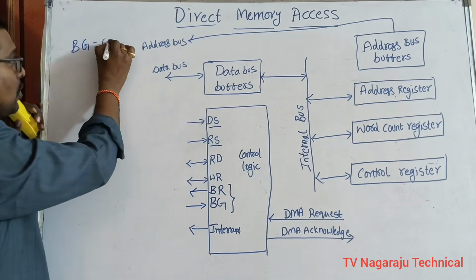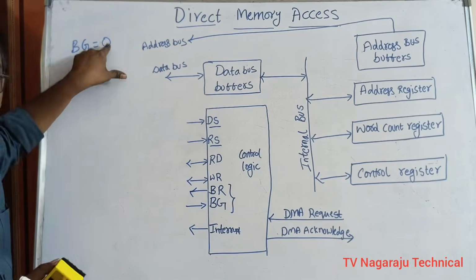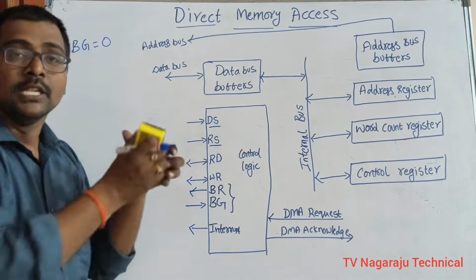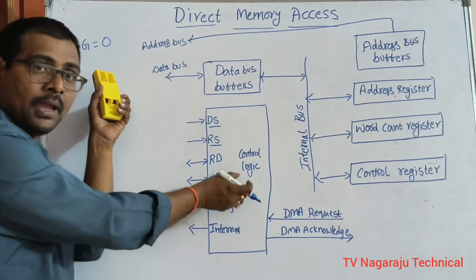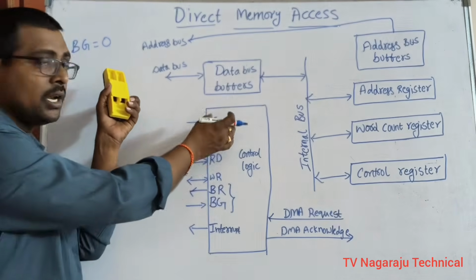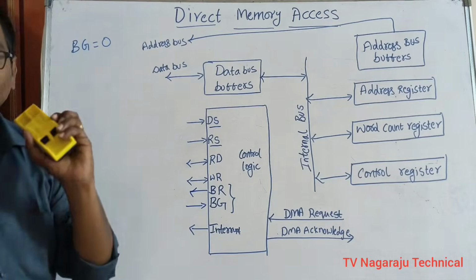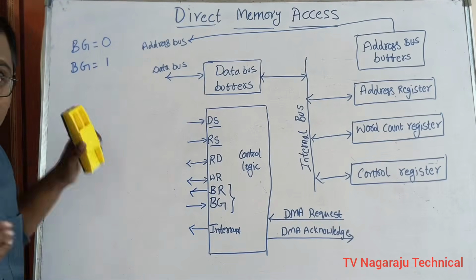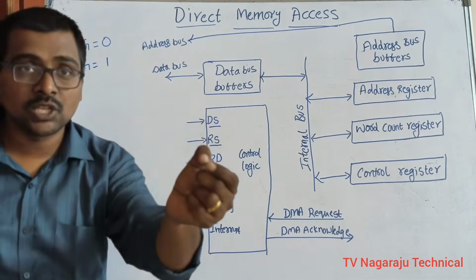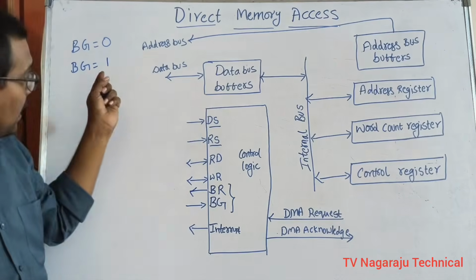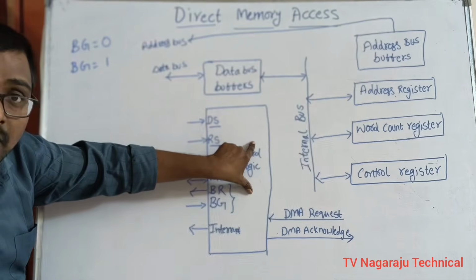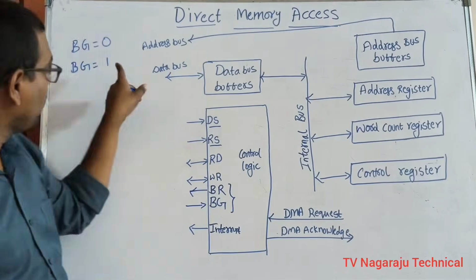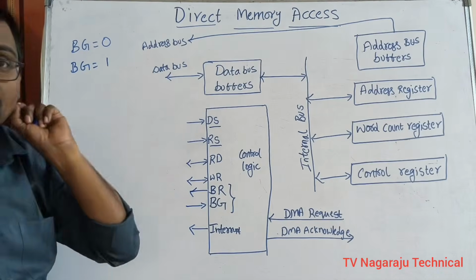Suppose BG is equal to 0. That means disabled. That means the CPU doesn't give any buses to the DMA. The CPU communicates with the DMA and performs read and write operations on the registers in the DMA. Suppose the bus grant is equal to 1, in the sense the CPU moves to the idle state and removes itself from all the buses. All the buses are handed over to the DMA controller, and the DMA controller does the remaining data transfer operation whenever the bus grant is enabled with a value 1.